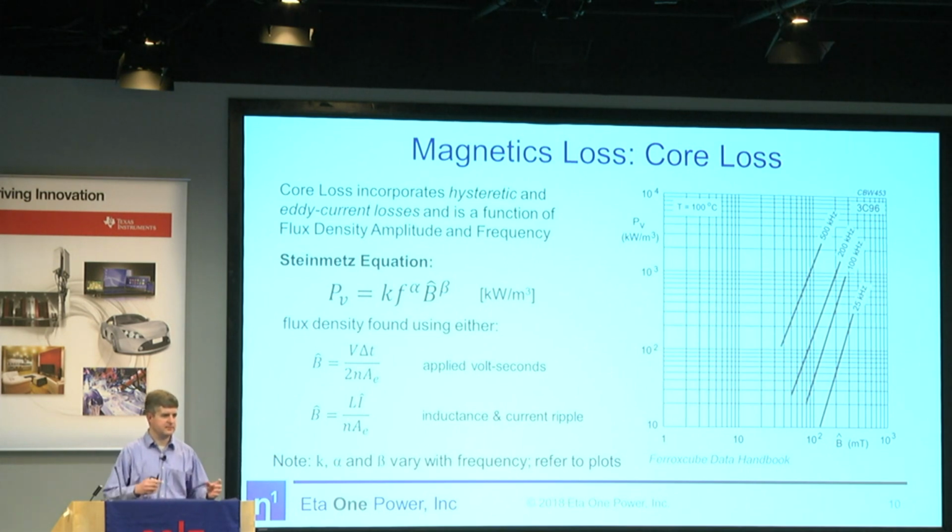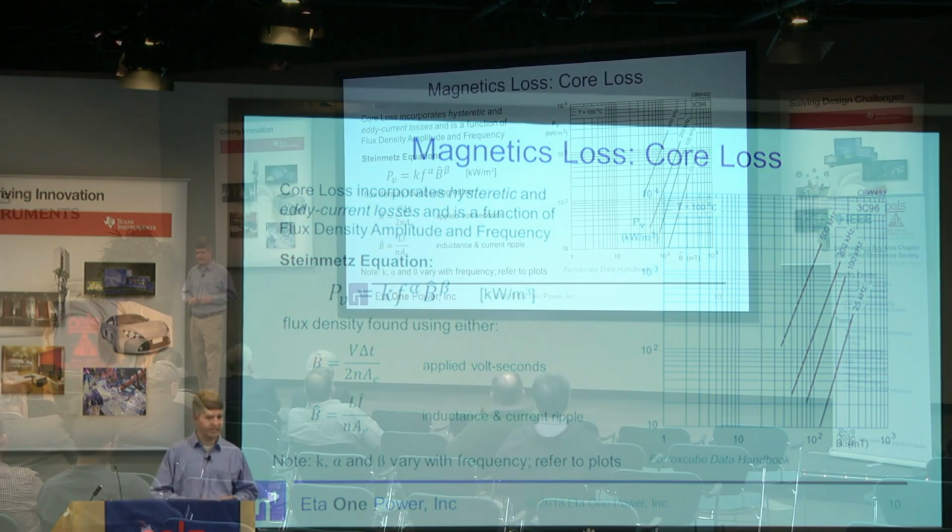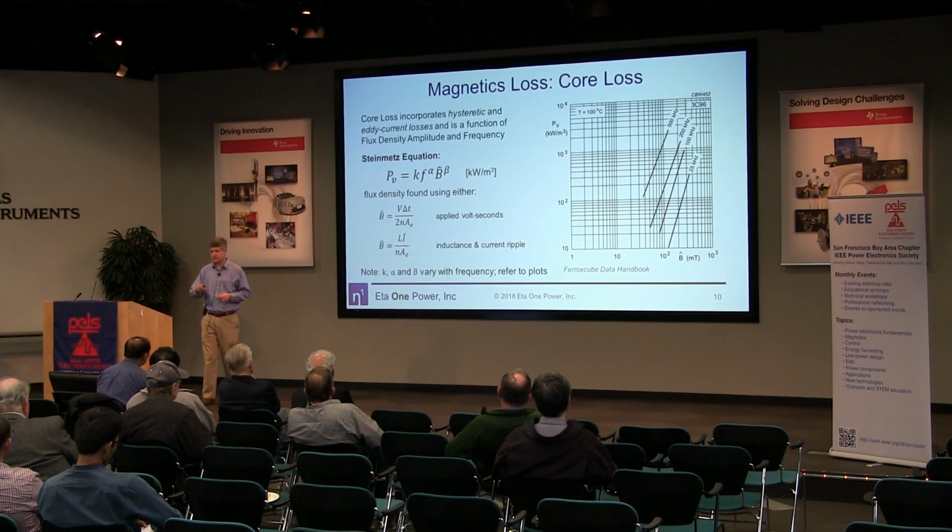Core loss. So this is properties of the core itself and power dissipated by the core. Incorporates hysteresis, based on your BH curve, as well as eddy current losses. And goes by the Steinmetz equation, which means that the power dissipated is proportional to the frequency to some power. Maybe it's 1, maybe it's 1.2. It's some coefficient based on the material. And it actually varies with frequency too, so it's fairly complex to model correctly. Times the peak flux density to some other power. And that flux density can be found by either a volt-second product or inductance.